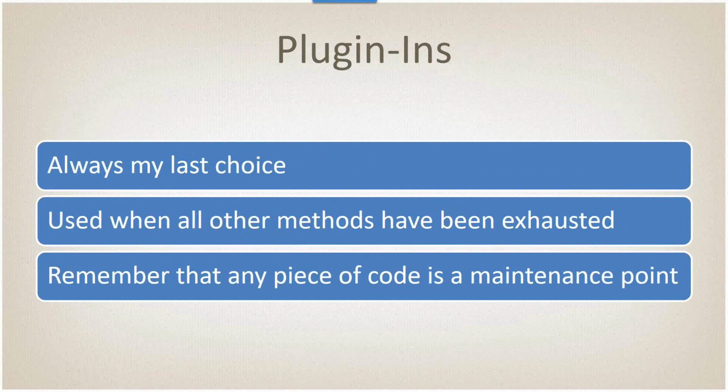Like for instance, if you have a plugin that executes on a save operation, if your plugin throws an error, it'll pop up to the user. They can't hit save. They can't save a record. That's a bad thing, right?